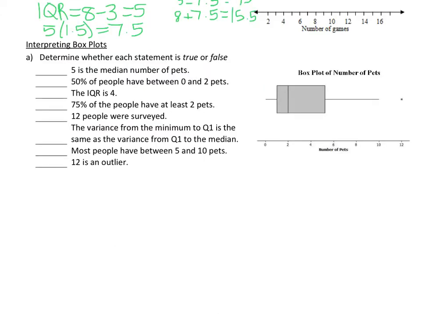Interpreting box plots. Determine whether each statement is true or false. So we're going to use the box plot on the right here. Before I look at any of these, I want to figure out what these numbers are. So right here's a minimum, and not all box plots have the whisker vertical lines, but it's the same thing. So here's our minimum, which looks like it's at 0. So I'm just going to jot that digit down.